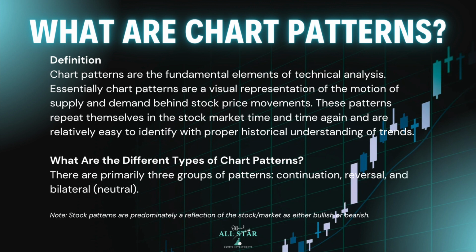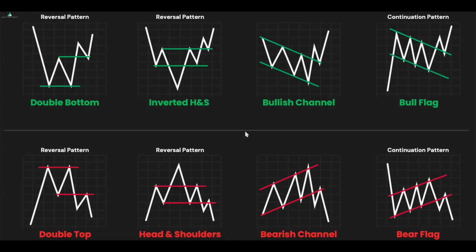So, what are the different types of chart patterns? The three primary types are continuations, reversals, and bilateral or neutral patterns. Now let's take a look at a few examples to review these types to learn their movements. On the screen, you can see that I've pulled up 8 different chart patterns. So I'll go ahead and start by discussing the double bottom.